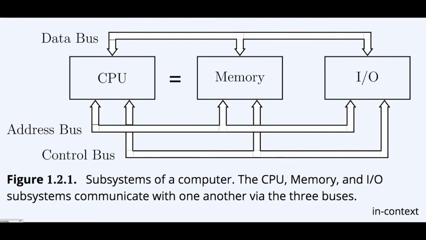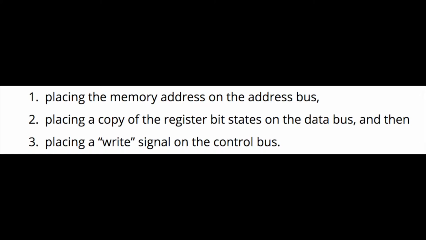The control unit can be programmed to do this by, number 1, placing the memory address on the address bus, number 2, placing a copy of the register bit state on the data bus, and then, number 3, placing a write signal on the control bus.